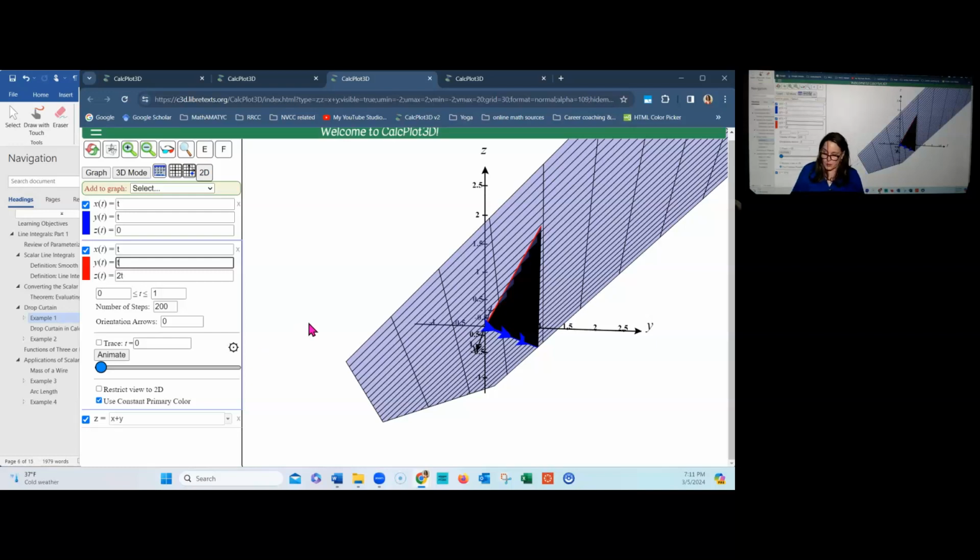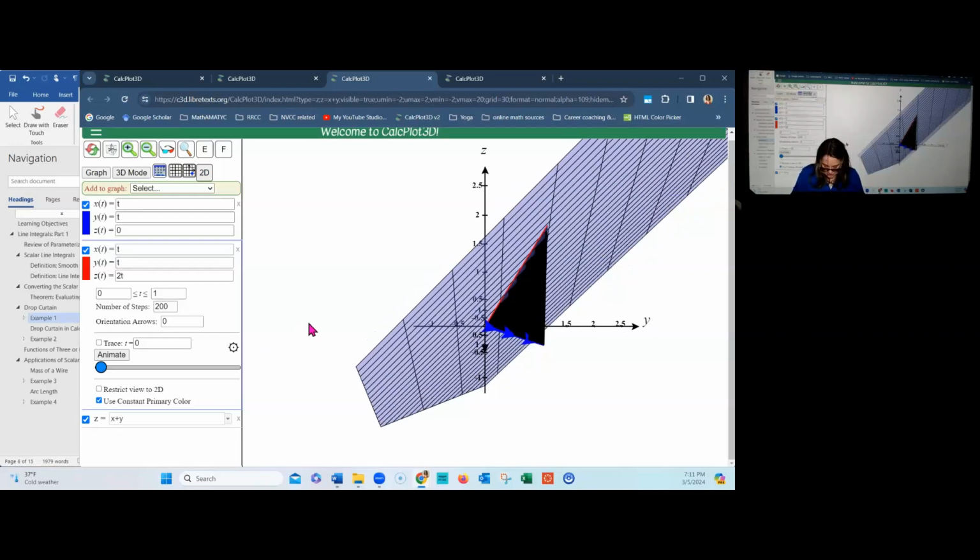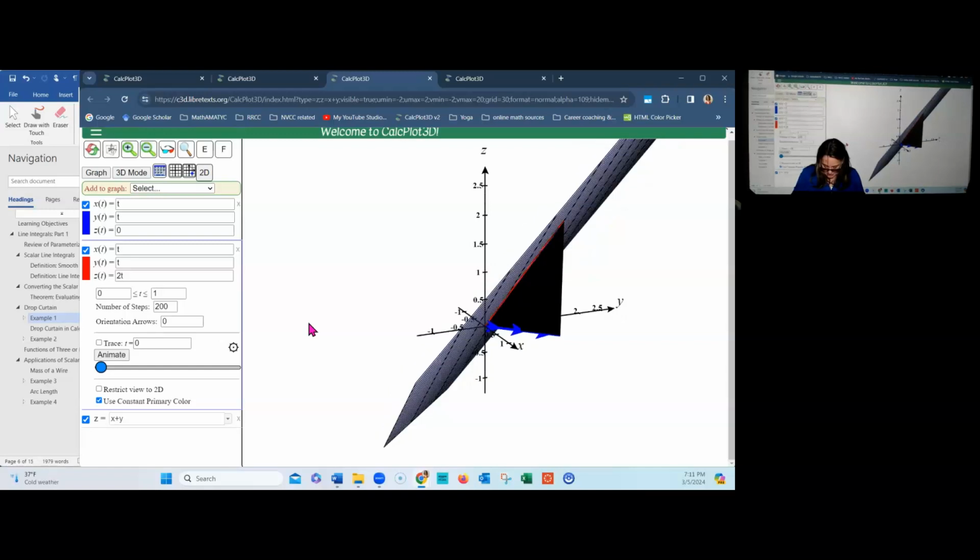Let's go ahead and rotate it a little bit more so we can see what it looks like. When you look at it from this view, you can see that the red is definitely in the slanted plane, but directly above the curve in the XY plane. Once you have parameterized the projection of the curve in the plane onto the surface, then you can do what's called a drop curtain.